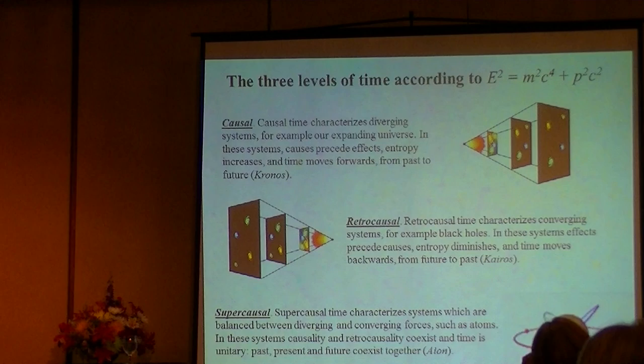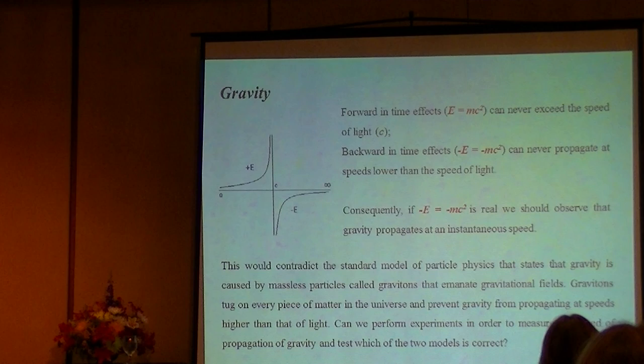And we have another type of time, which is the supercausal time, in which diverging and converging forces are balanced. For example, we have it at the atomic level. And at this level, causality and retrocausality should coexist, and time should be unitary. Past, present, and future should coexist together. Now, do we have any empirical evidence? Well, we have many different empirical evidences.